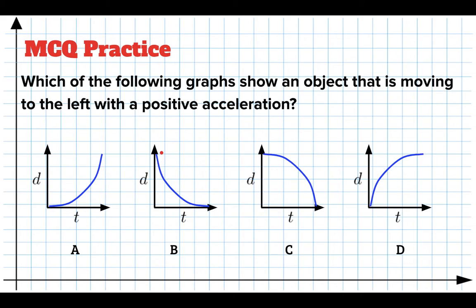All right, so here is a practice multiple choice question. Which of the following graphs show an object that is moving to the left with a positive acceleration? So here's 4 graphs. So take a second, pause the video, think about that, choose your best answer, and then we'll talk about it.